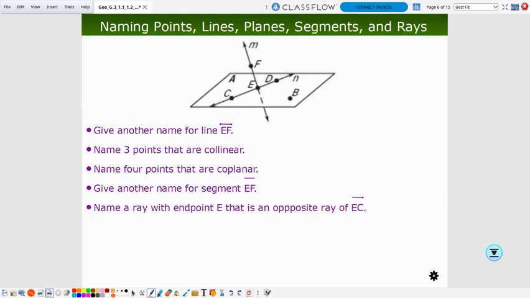We have an example where we're going to give certain points or names to this specific drawing. It says give another name for line EF. Notice in the notation, EF has the little arrows above it showing that it's a line going on and on forever. Here it is, EF. We could also call this line M. Name 3 points that are collinear. We need 3 points that are in the straight line. I think we've got C, then E, and D. These are all collinear points.